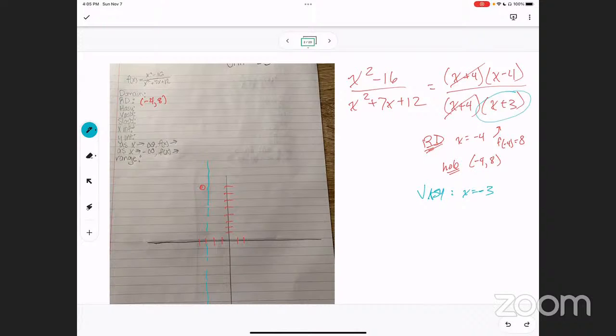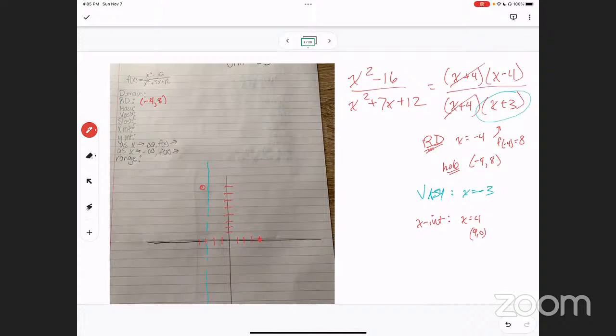The x-intercepts. We'll do this in red also. The x-intercept is going to be where the numerator equals 0. So look at what's left in my numerator. So x equals 4. So 4, 0 is my x-intercept. Got it? So there's my x-intercept over here.